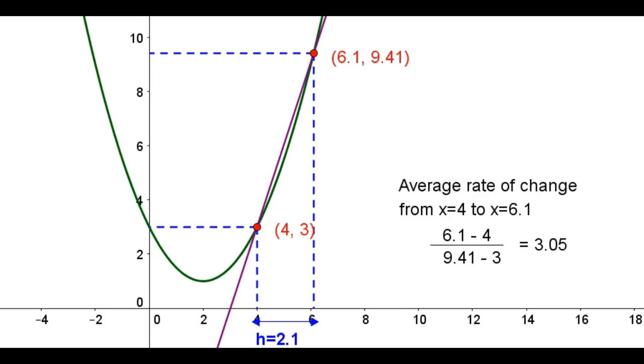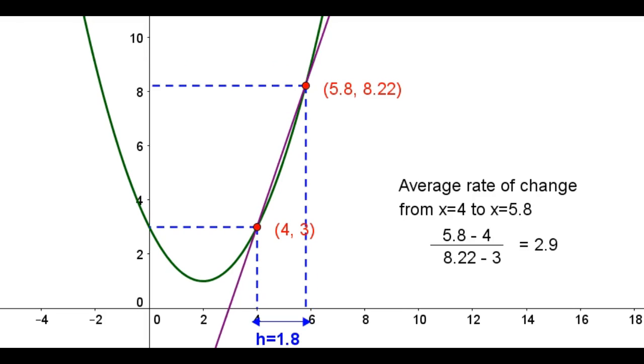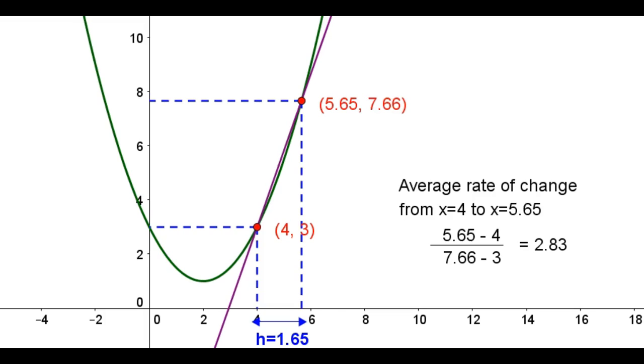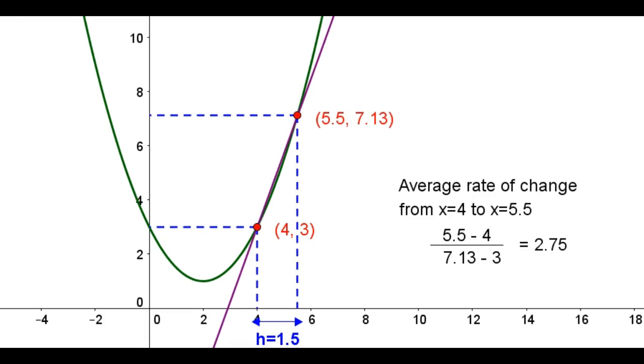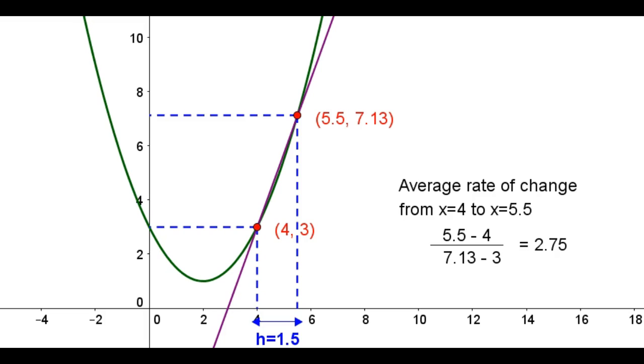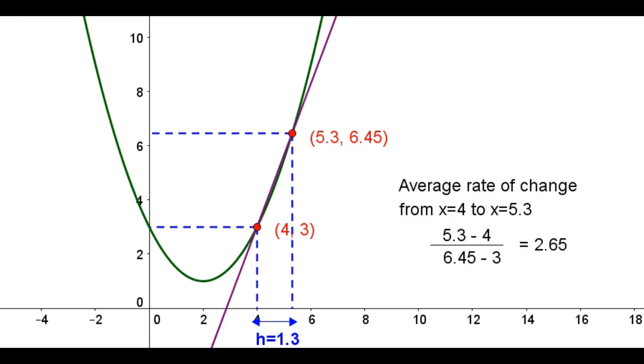So the slope of that secant line right now is just a little more than 3. Now if we move that upper point a little closer to the lower point, you'll see that a couple of things are changing. First of all, the value of h is getting smaller because h is the horizontal distance between the 2 points that define the secant line. And you'll also notice that the average rate of change, the slope of that secant line, is also changing.